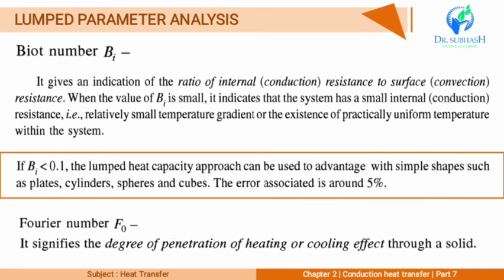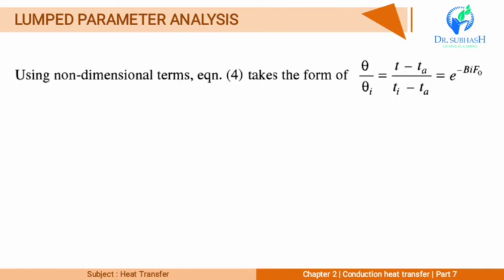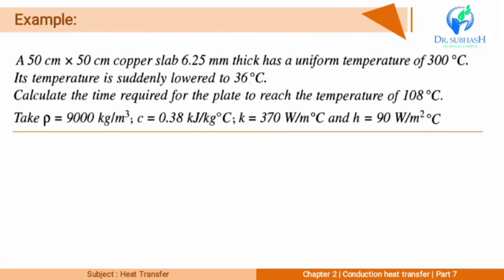Fourier number, it signifies the degree of penetration of heating or cooling effect through solid. Using non-dimensional terms, equation 4 takes the form of theta upon theta i is equal to T minus Ta divided by Ti minus Ta is equal to e raised to minus Bi into Fo, where Bi is the Biot number and Fo is equal to Fourier number. Let's learn about the example based on the topic.